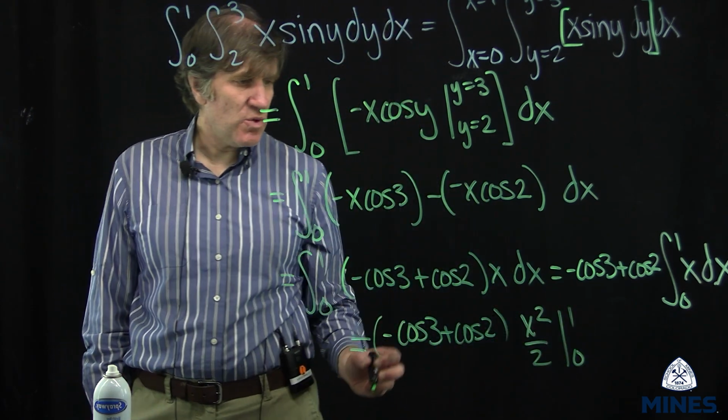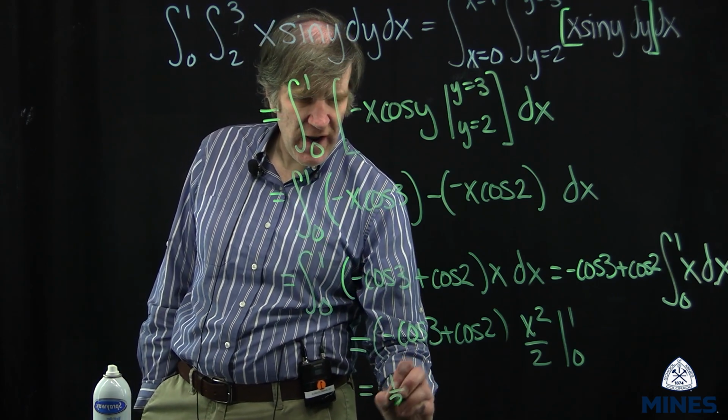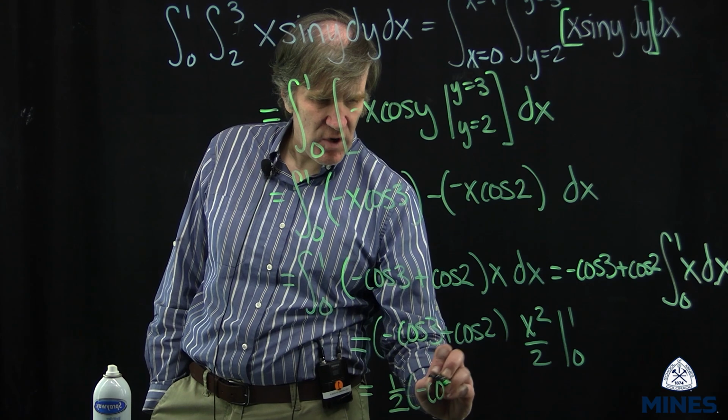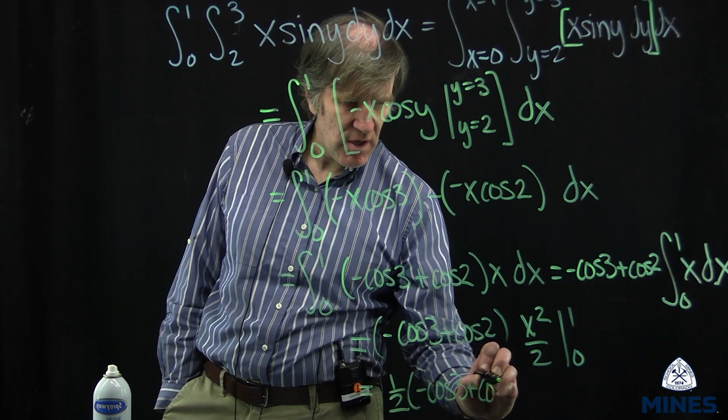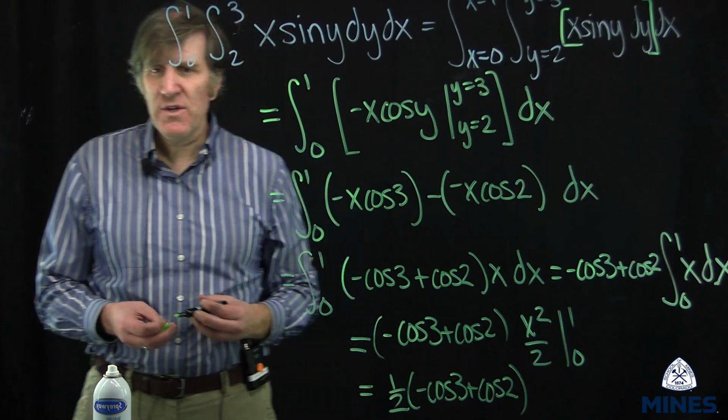When I plug in a 1, that's a 1/2. When I plug in a 0, that's a 0. So we're just left with 1/2 times negative cosine of 3 plus cosine of 2. And that is our solution for this double integral.